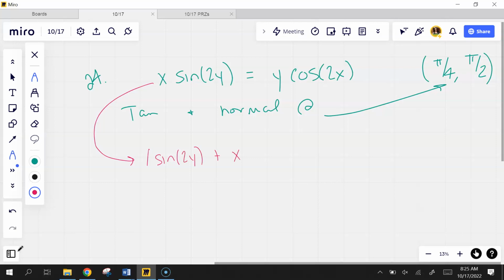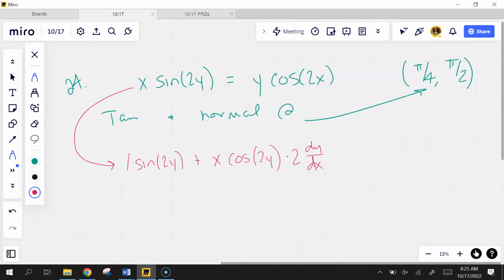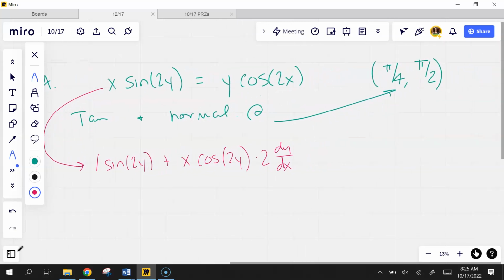What's the derivative of sine 2y? Y'all can do this. What's the derivative of sine? Cosine. But I leave the 2y alone. And now I do the derivative of the inside, which would be 2 dy/dx. Remember, if you take the derivative of y, make sure you follow it with dy/dx. All right, same thing. I did product rule.